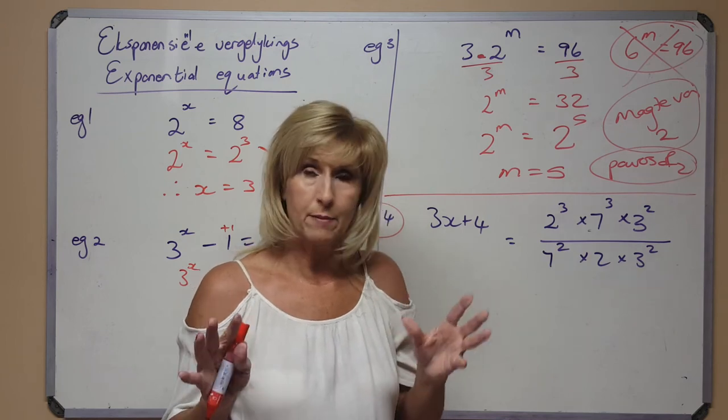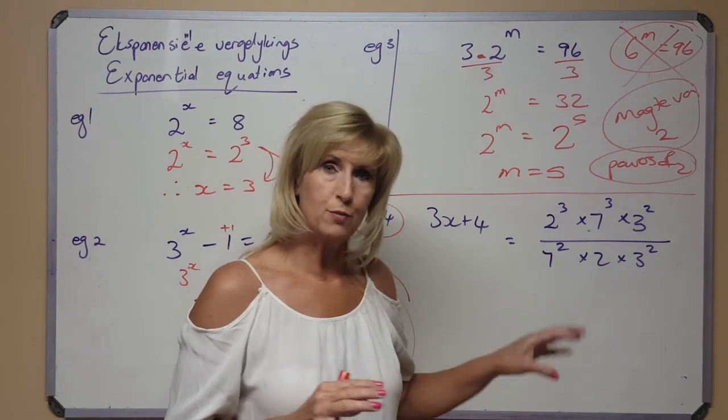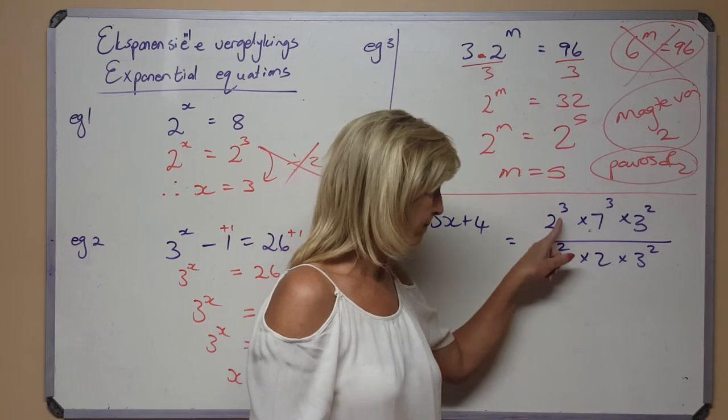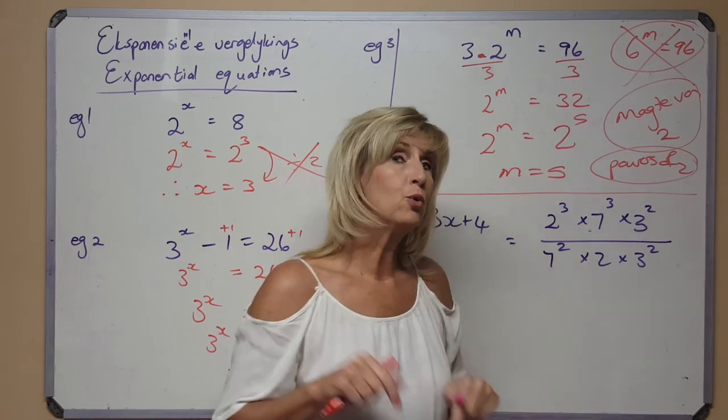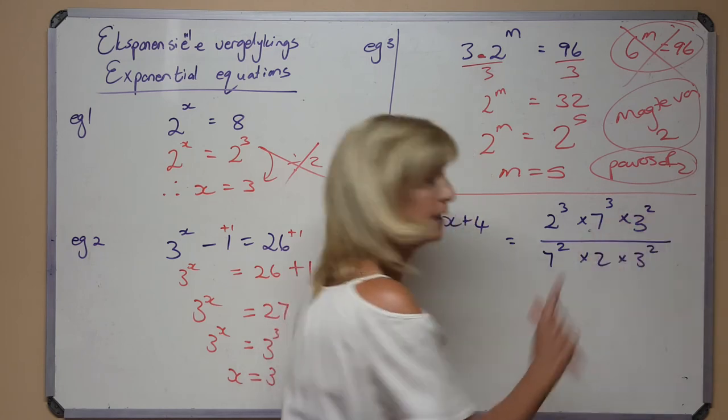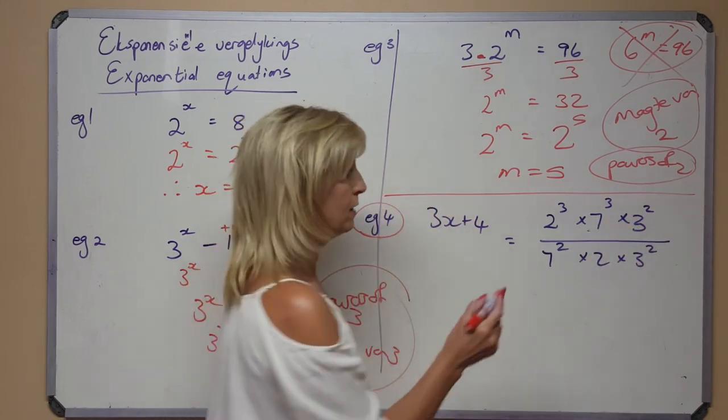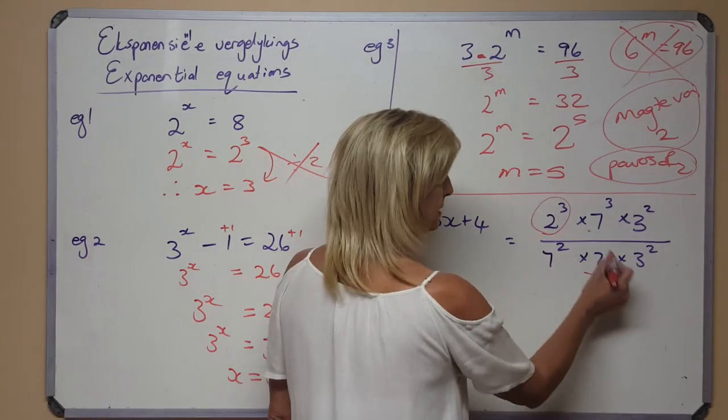Aha, long time ago. Die toolbox sê vir eksponentwette, as jy deel, en die grondtalle is dieselfde. So can I divide everything into each other? No, only the ones that have the same bases.